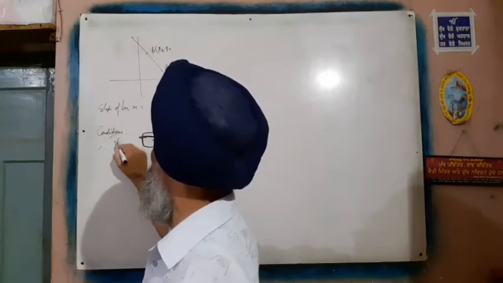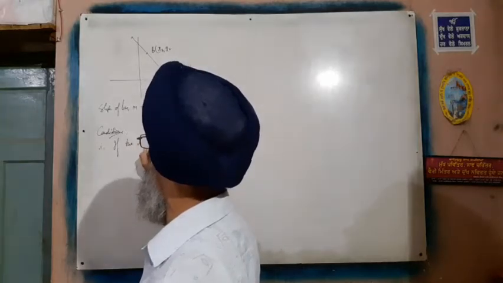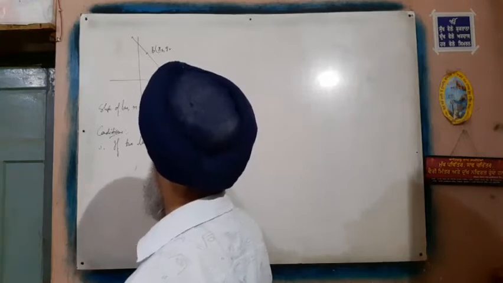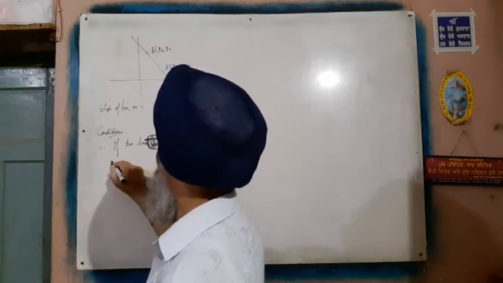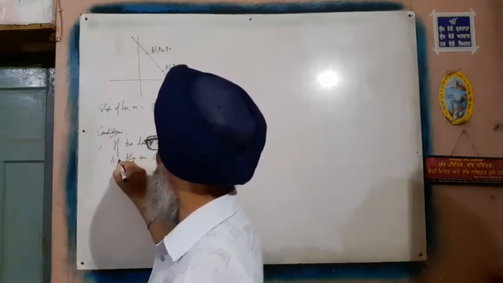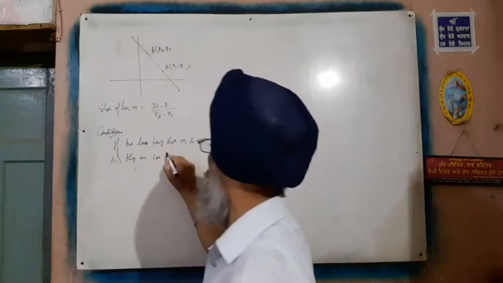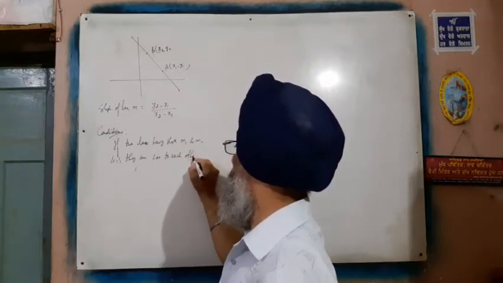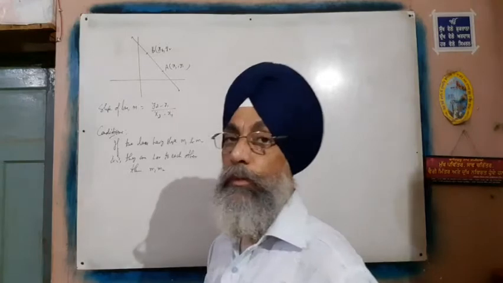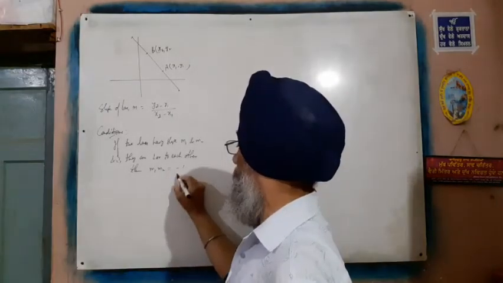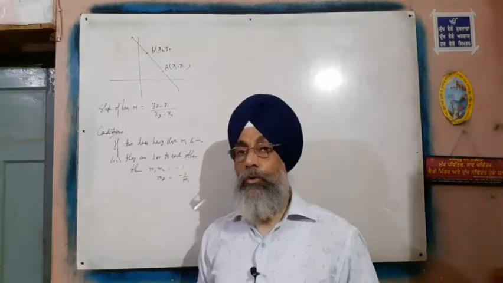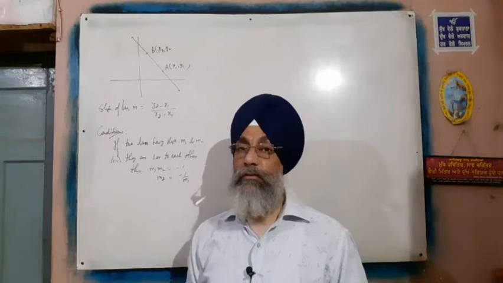Number one, if two lines having slopes m1 and m2 are perpendicular to each other, let us take this as the first point, then m1 into m2, the product of the slopes of the two lines, is equal to -1, or you can say m2 is equal to -1 upon m1, that is, the slope of the second line is the negative reciprocal of the first line.